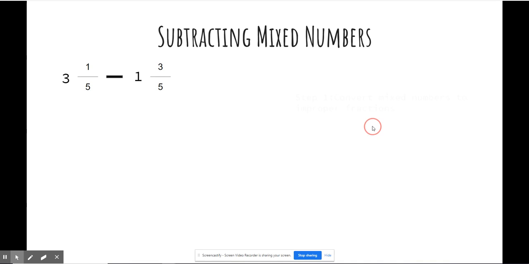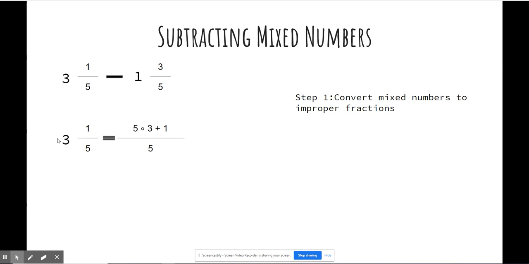So let's subtract mixed numbers. We are not going to be using the method of subtracting the whole numbers, then subtracting the parts. No. We're going to be converting these mixed numbers into improper fractions and then subtracting from there. So we have 3 and 1/5. Okay, remember, we take the 5, our denominator, multiply it by our whole number, add it to our top number or our numerator. 5 times 3 is 15 plus 1 is 16. Same thing with this one. 5 times 1 is 5 plus 3 is 8. We have 8 over 5.